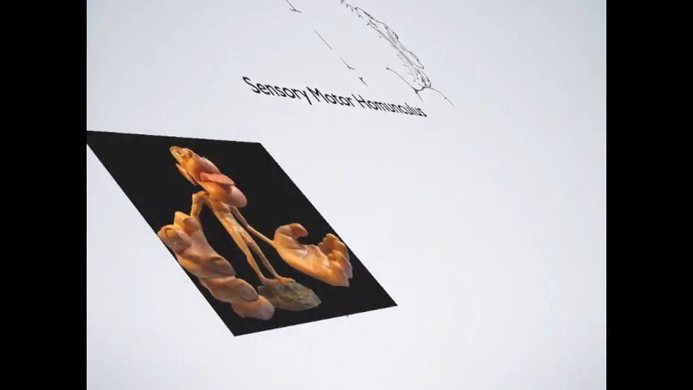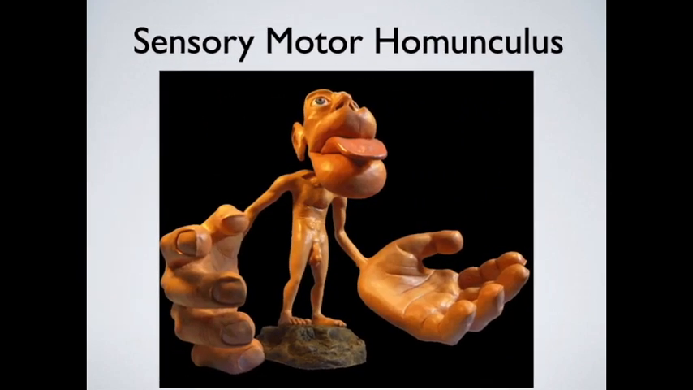Another, I'm always looking for these on the internet, I really like this one. So this is the sensory motor homunculus. This gives you a very graphic representation of the sensory representation in the sensory cortex, the cerebellum. You can see the hands and the jaw, the tongue, face, huge players relative to the rest of the body.